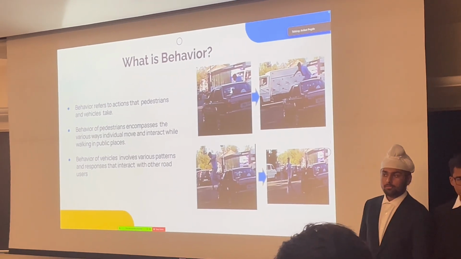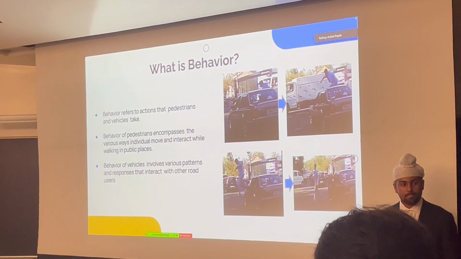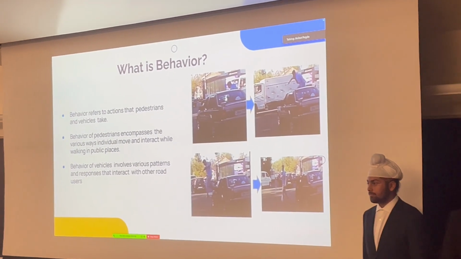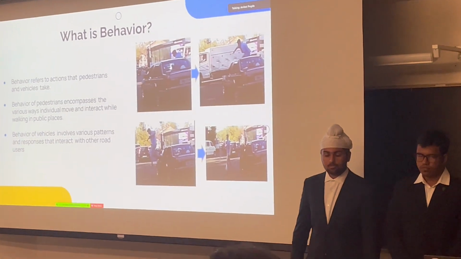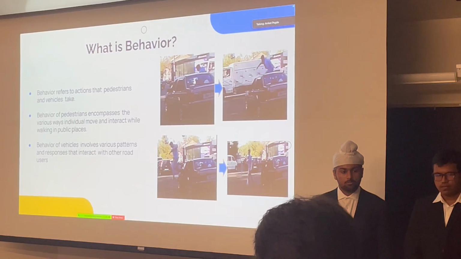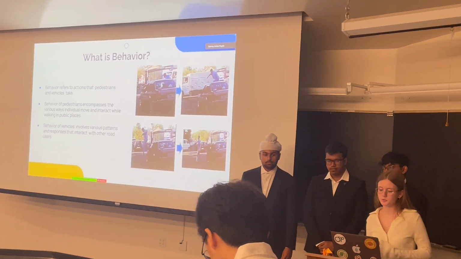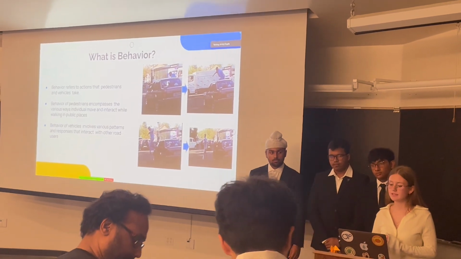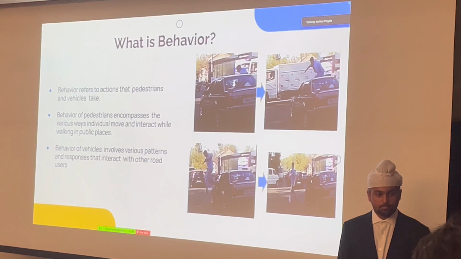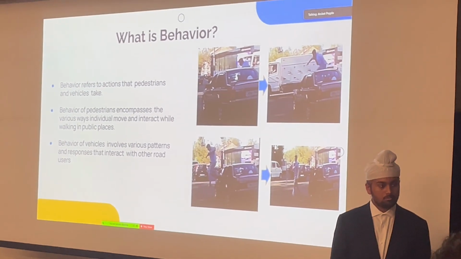Another key point after ontology is for sure the behavior. But first, we need to know what is a behavior. A behavior refers to actions that pedestrians and vehicles take. Usually, behaviors are classified into 2 groups: behavior of pedestrians and behaviors of vehicles. Firstly, we have behaviors of pedestrians, which encompasses the various ways individuals move and interact while walking in public places, while the behavior of vehicles involves the various patterns and responses that interact with other road users.